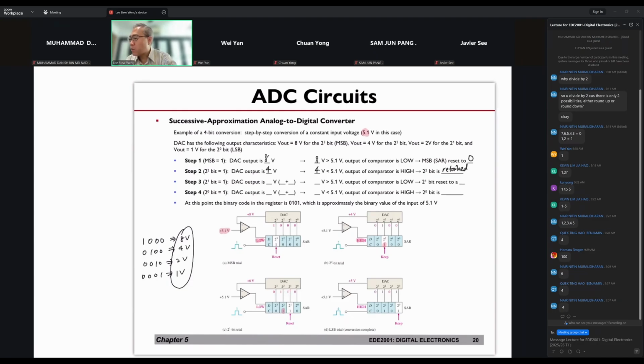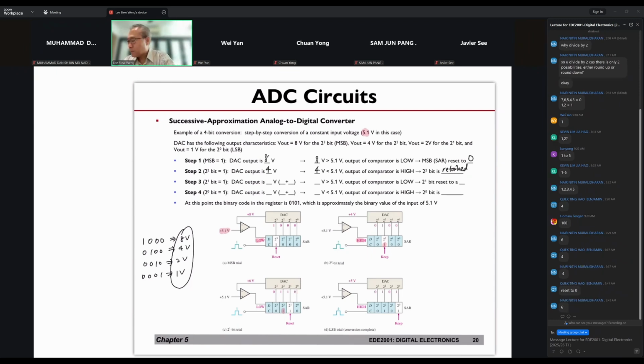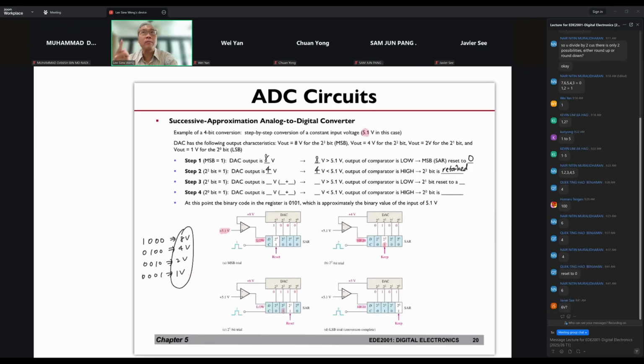So anyone can tell me what will be the DAC output? No, not yet. Don't think about the reset first. Remember that now we are putting 0, 1, 1, 0 to do a comparison first. Later I will talk about the reset. So now I put 0, 1, 1, 0. The output will be 6 volts. Why? Because it's 4 plus 2. Yes, that's correct. So the output here is 6 volts, which comes from 4 plus 2.